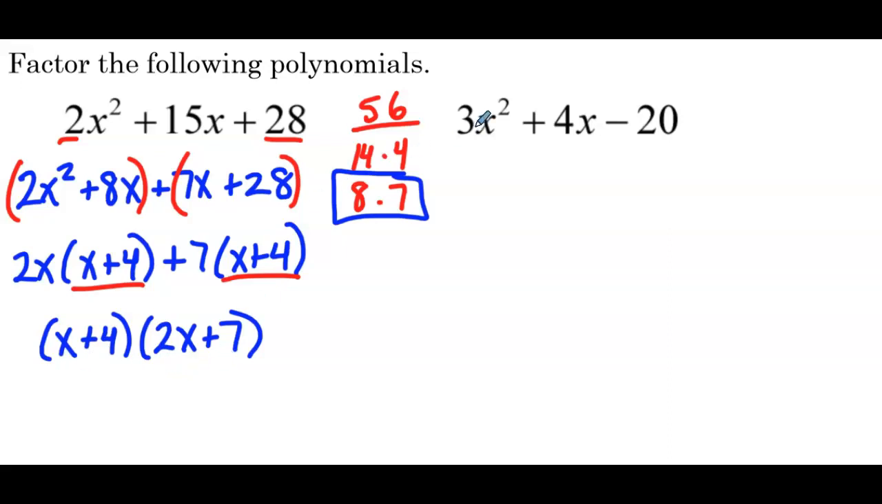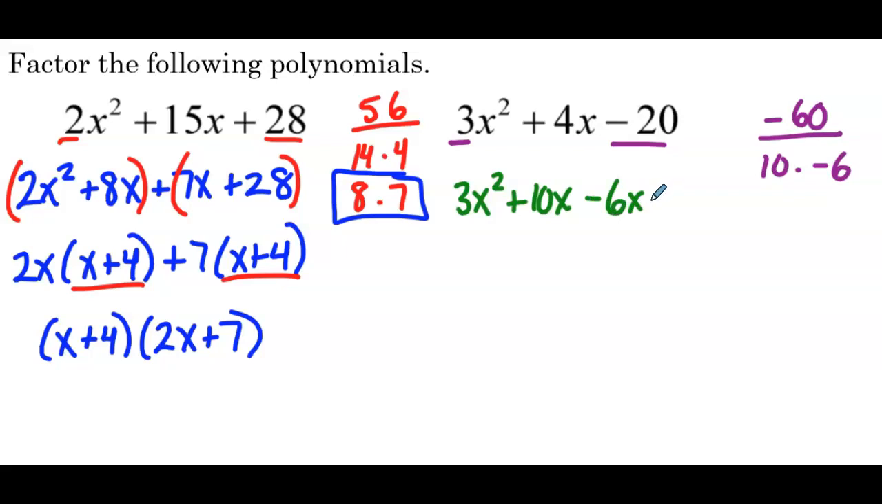Perfect. Okay, next up, 3x squared plus 4x minus 20. So we have 3 and negative 20, which multiply to be negative 60. So we need factors of negative 60 that add to positive 4. Let's see, 10 and negative 6 multiply to negative 60. Does that do it? Yeah, that would add to positive 4. So we can rewrite it as 3x squared plus 10x minus 6x minus 20.